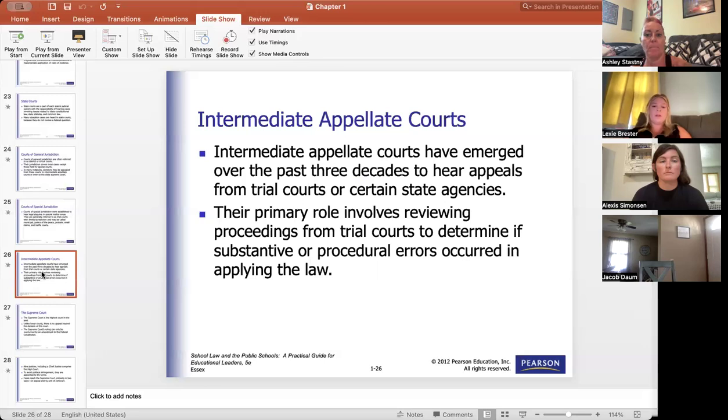Intermediate appellate courts. These courts have emerged over the past 3 decades to hear appeals from trial courts or certain state agencies. So kind of focusing on that appeal section of it. Their primary role involves reviewing proceedings from trial courts to determine if substantive or procedural errors occurred in applying the law. So, I mean, obviously, we know what an appeal is, and that's what this was kind of based on, is to make sure that the law is being followed.